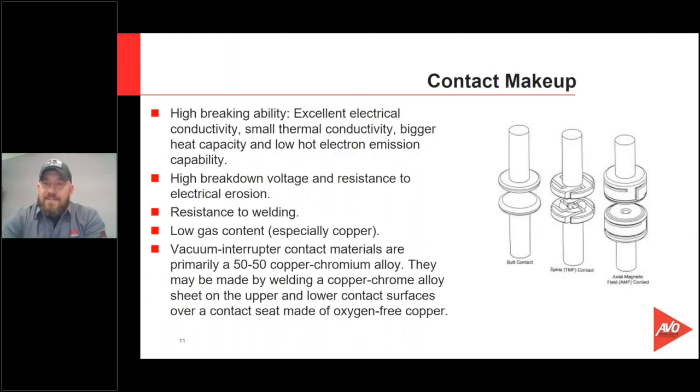Contact makeup. On the left-hand side of that picture, I've got an example of a butt contact, a spiral contact, and then an axial magnetic field contact as well. These are just different styles of contacts that are usually available inside these bottles. They have high breaking ability, excellent electrical conductivity, and small thermal conductivity, thermal relating to heat. Electrical conductivity meaning the makeup of these contacts is generally going to be made of a copper bismuth type of material. Bigger heat capacity and low hot electron emission capability. High breakdown voltage and resistance to electrical corrosion.